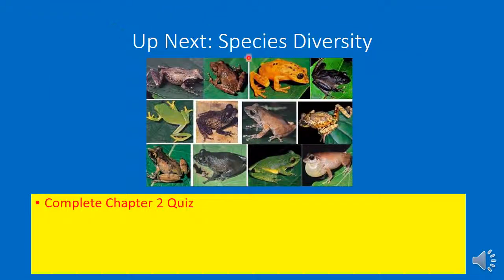So the next chapter is going to be species diversity. We're going to look, not just at biodiversity in general, but we're going to look at species diversity. And so after finishing this PowerPoint, you'll want to complete the Chapter 2 quiz.